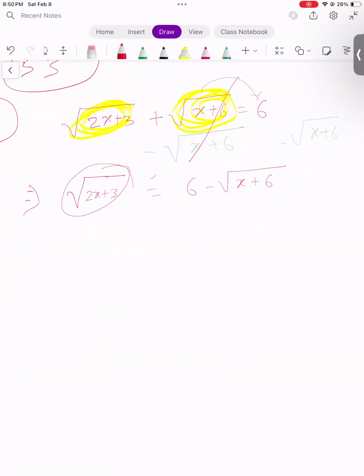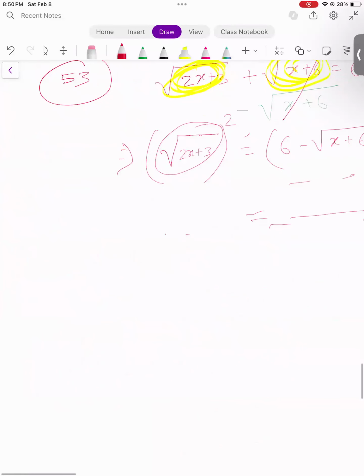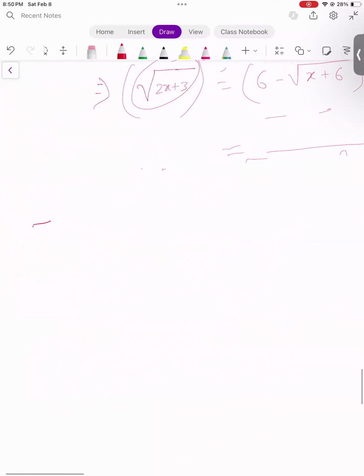If you want to practice, you square here, you simplify, you again get a radical expression, and you again have to square. So this is going to be a lot. So I want you to practice 50 and 51. Let me do 51 for you, and you can do 50 by yourself.